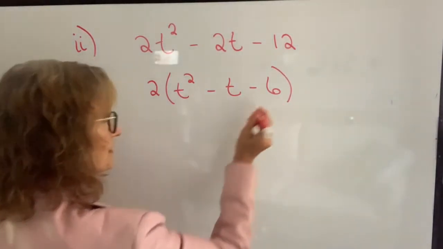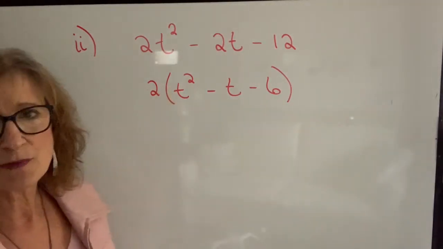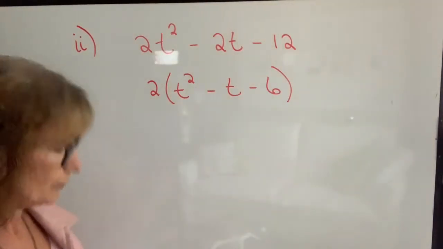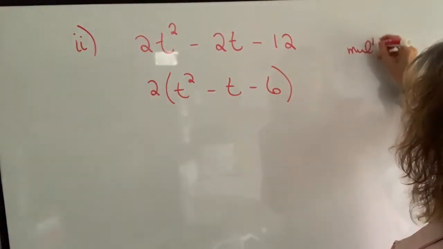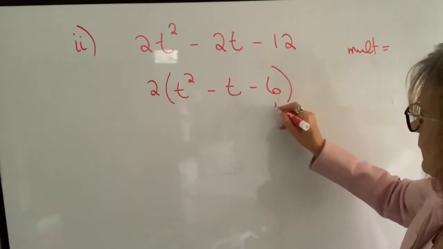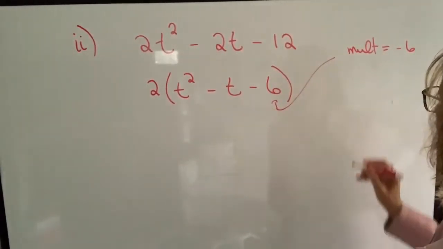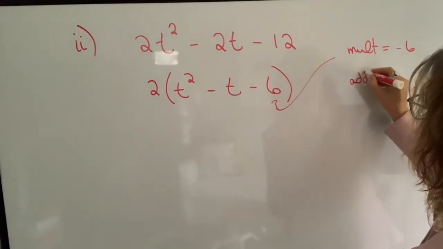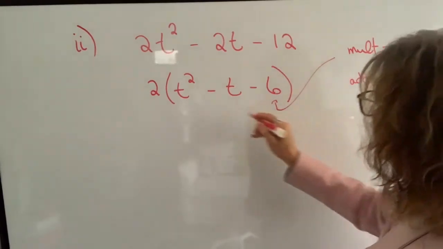Now this is a trinomial whose leading coefficient is a 1. So I can use my method. I'm going to look for two numbers that multiply to equal -6 and add to give me -1.